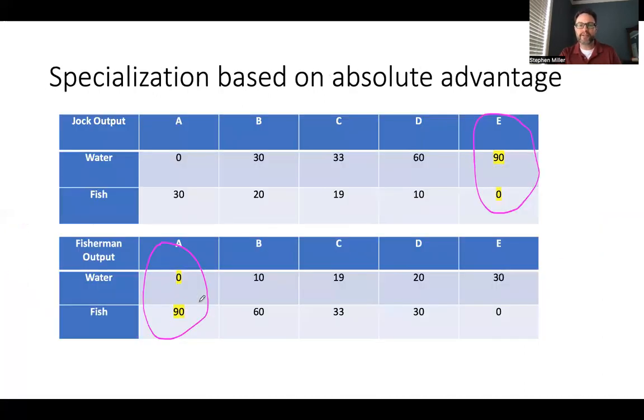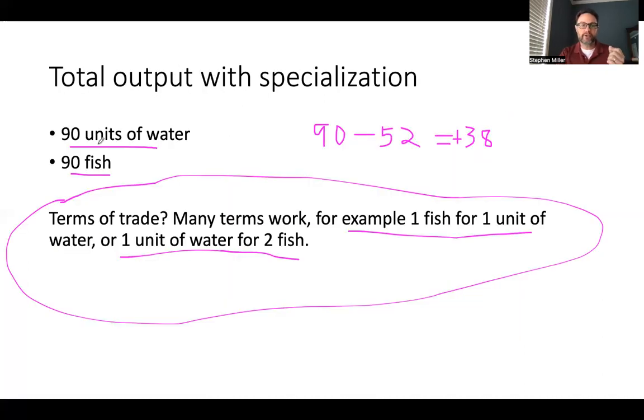So think about that. If the jock trades away 25 liters of water, that leaves him with 65. That leaves the jock with 65 liters of water. I'm going to put the jock here and the fisherman here. And he trades that 25 liters of water for 50 fish. And so now he has 65 liters of water and 50 fish.